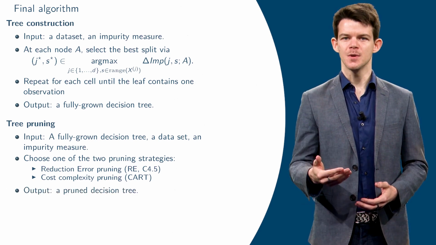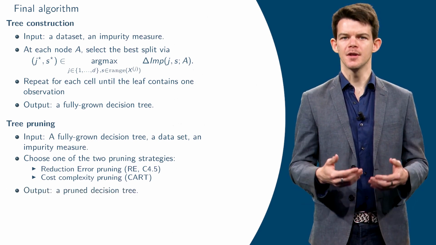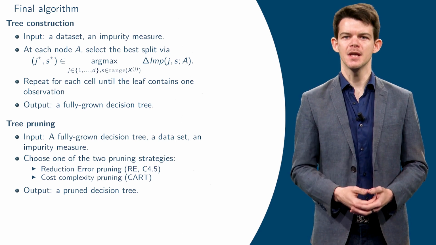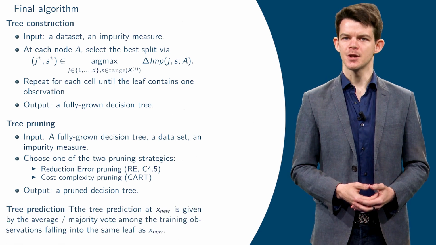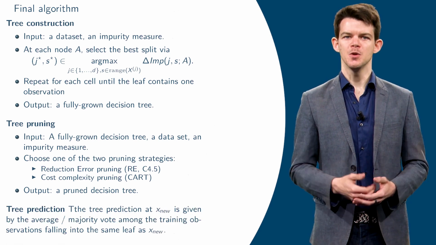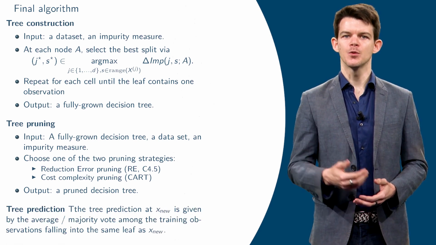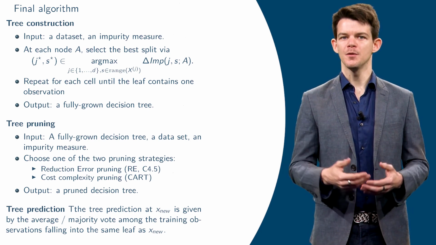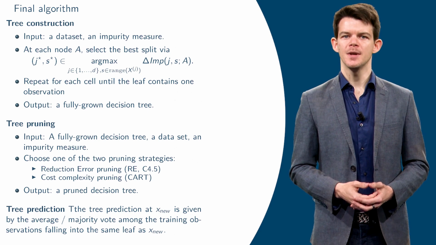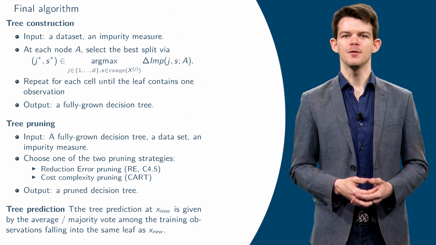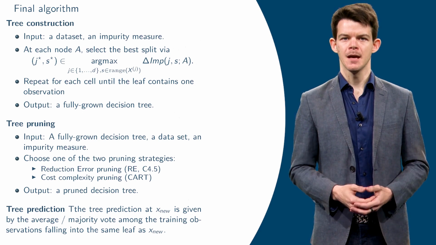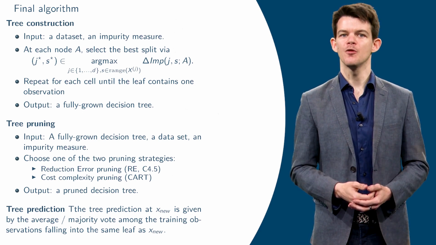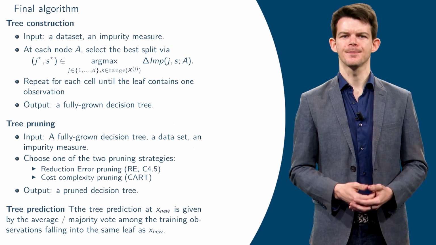A pruned decision tree, i.e. a subtree with a smaller depth than that of the initial tree, is produced. This tree is used for prediction. To predict the value at a new input point, we put this point at the root of the tree. This point goes through the tree until it reaches one of its leaves. The tree prediction then results from a majority vote in classification or from an average in regression. Here is a summary of the process of building a decision tree.